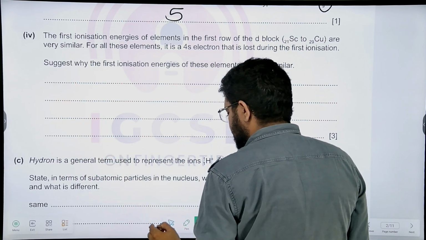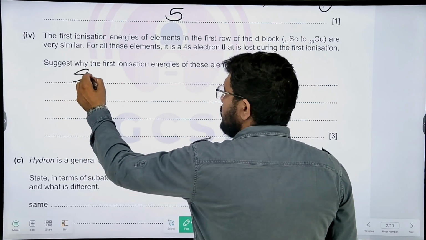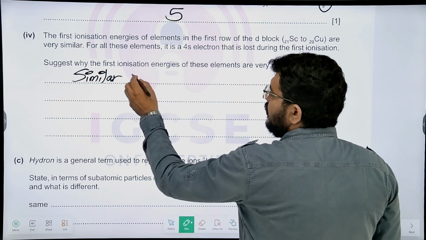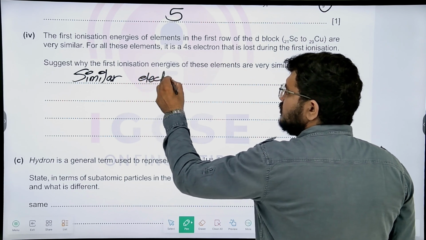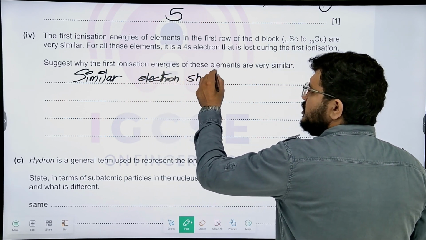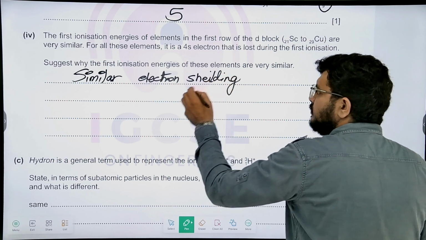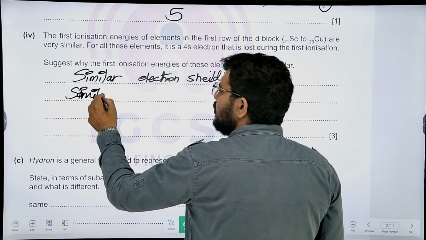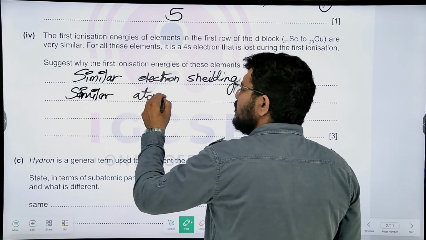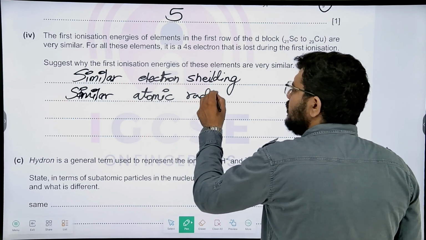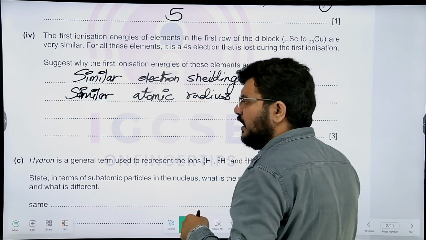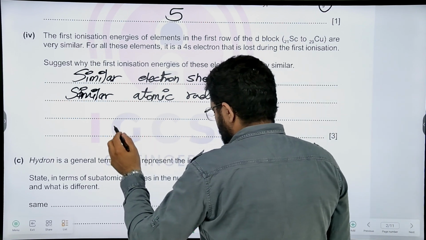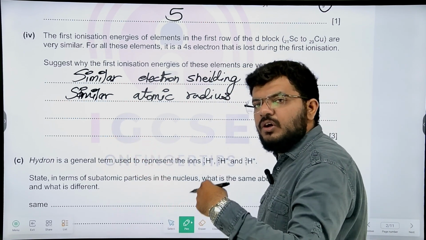So I will write similar electron shielding, similar atomic radius, and again the same number of electrons in outermost shell only, right? So it's either 1 or 2.